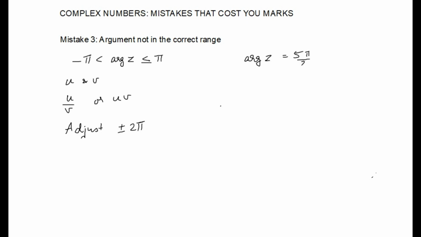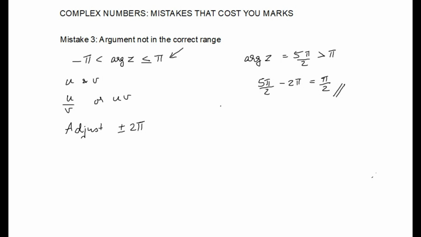Now 5 pi by 2 is greater than pi, right? So it doesn't lie in this range here. So we have to adjust it by subtracting. So take your 5 pi by 2. In this case, we're going to subtract 2 pi from it. So we'll end up with pi by 2, which is now in the range. So instead of writing 5 pi by 2 as the argument, you'll write pi by 2.